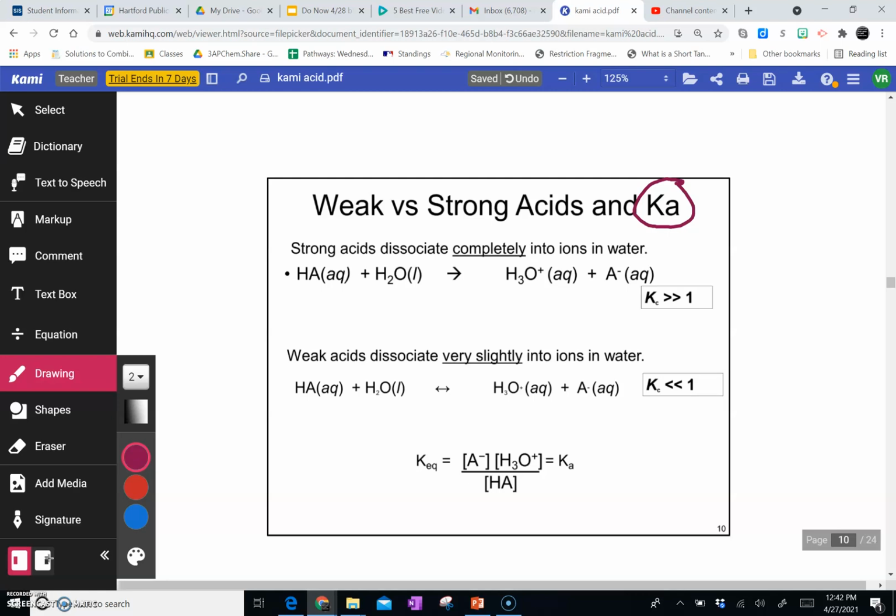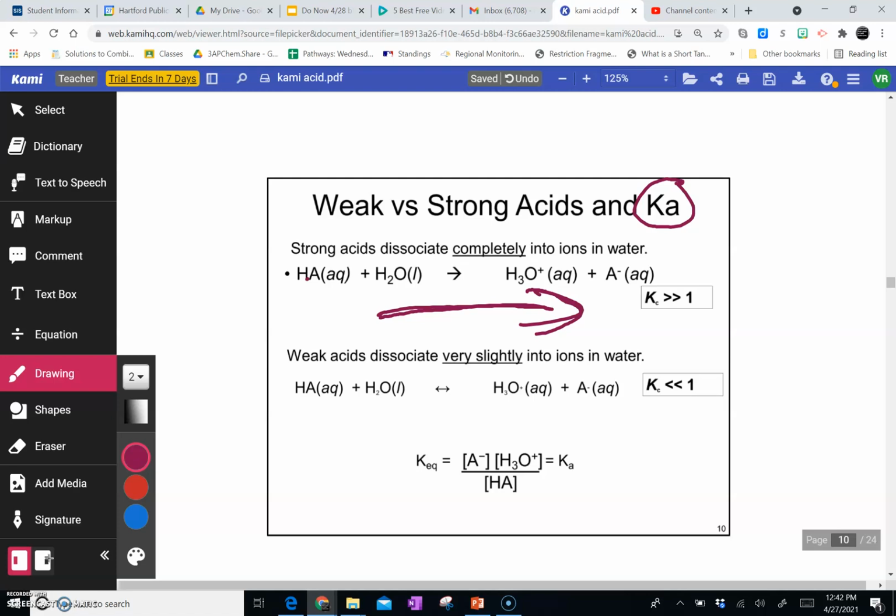So strong acids, and in the first review session, we went over the strong acids, completely dissociate into ions. So they completely go in this direction. There's no equilibrium, so you can't really write a Ka for strong acids. These reactions go to completion. They completely lose their H+. But if you had to write a K, you would say the K is huge, or very much bigger than 1.